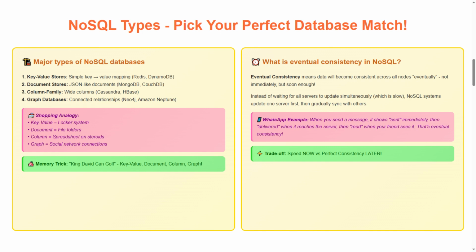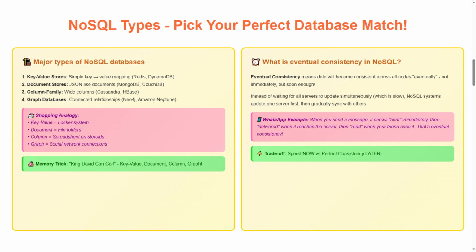Let's explore our shopping analogy section. Shopping analogy. Key value is like a locker system. Document is like file folders, column is like a spreadsheet on steroids, and graph is like social network connections. Here's our memory trick section. Memory trick. King David can golf. Key value, document, column, graph.